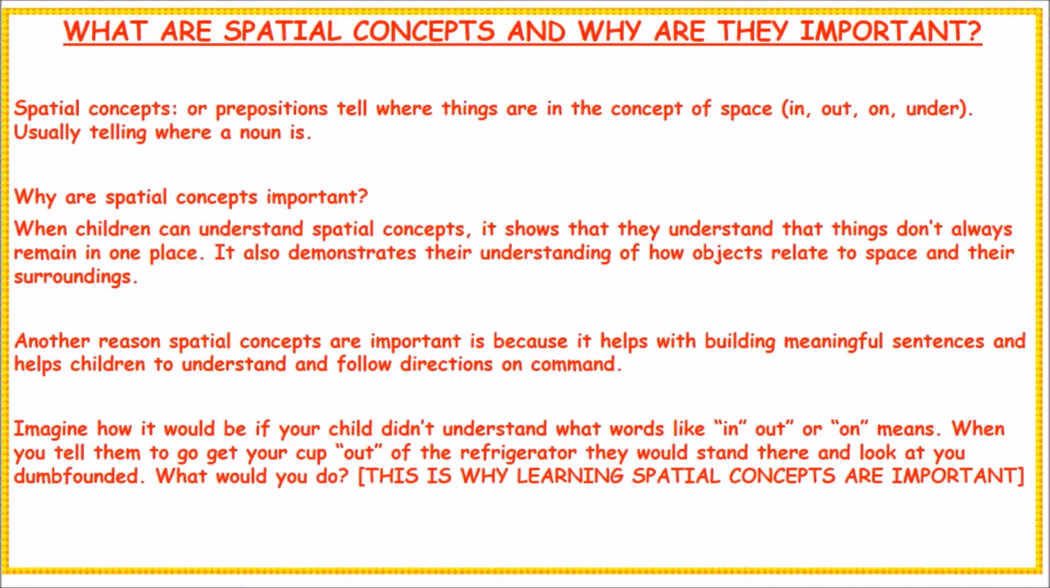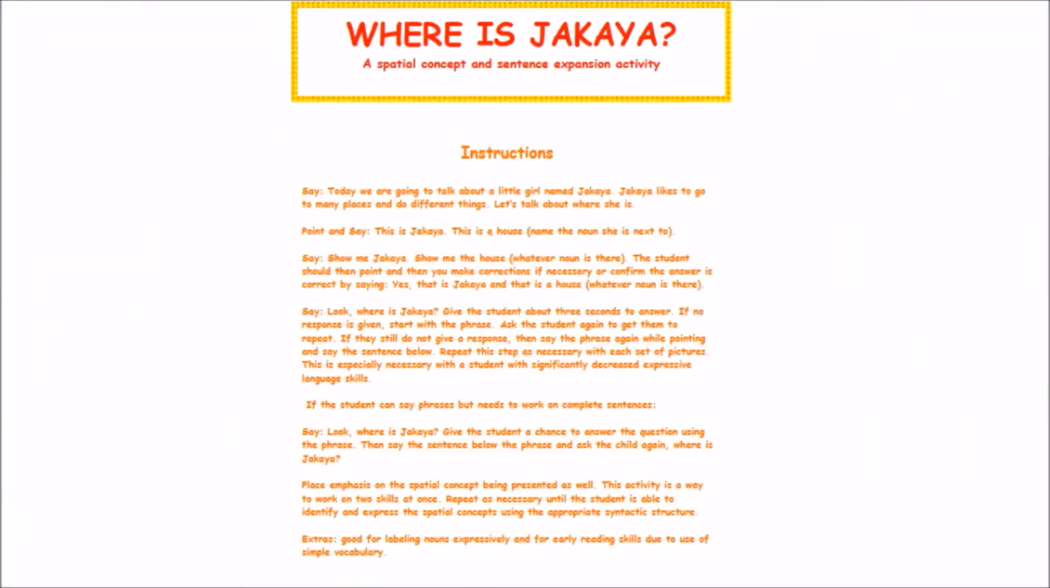Expressively, when children can understand spatial concepts and start to use them in sentences, it makes them a better communicator with you. So if you ask your child, where is your shoe? And they say it's in the closet. If you walk in that closet and you see that it's in there, then you know that they understand it and they can use it in a sentence appropriately, and it's making them a better communicator for you.